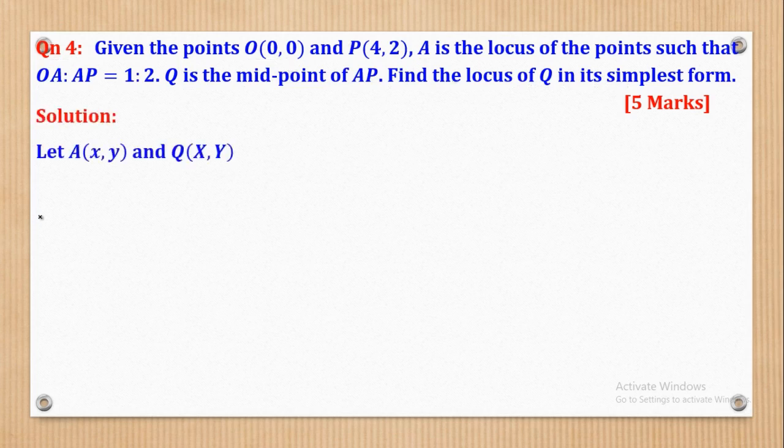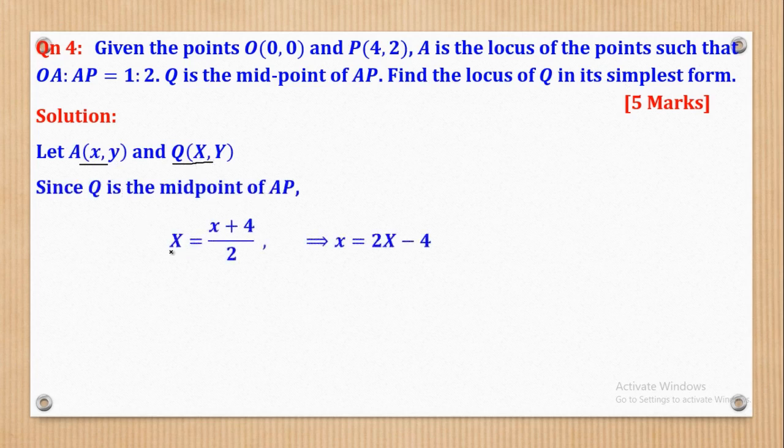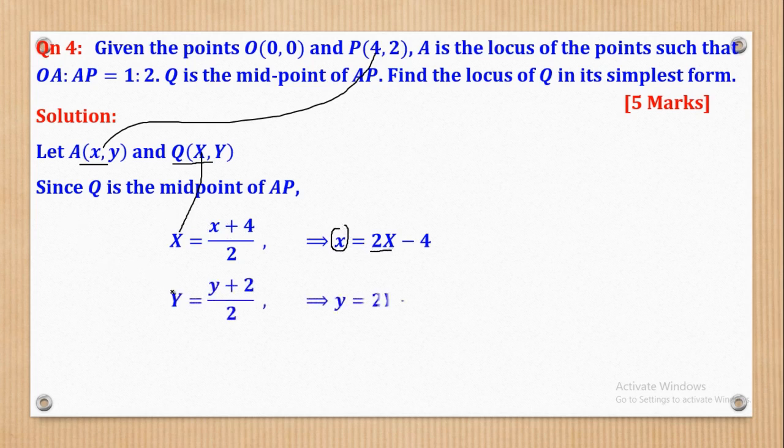So let A be a variable point small x, small y, and Q be a variable point capital X, capital Y. That means that since Q is the midpoint of AP, the coordinate is got by getting the average. So the average of this point and this point, the x coordinate will be (x plus 4) over 2, implying that when I make small x the subject, it will be 2X minus 4. Then also the average of the y coordinate will be (y plus 2) over 2. When I make small y the subject, it will be 2Y minus 2. So under loci, we are case sensitive.